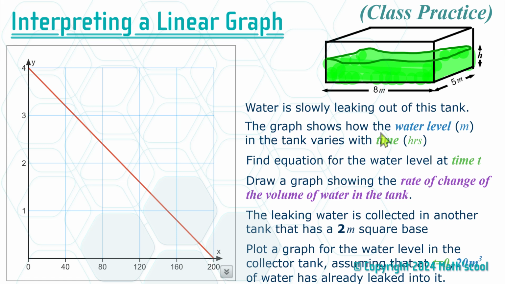It shows the graph, the water level in the tank varies with time. And it says, draw a graph showing the rate of change of volume in the tank. So we need to be able to work out what the volume is. And this equation gives you h. So this y-axis is h, and this is t. Okay, so it's not actually y, it's h. And that's t. And so we know what h is at different times.